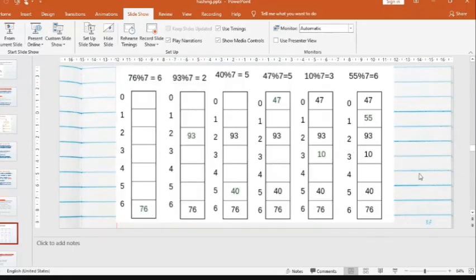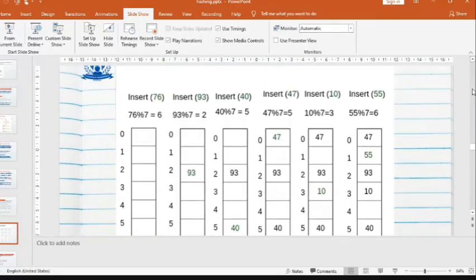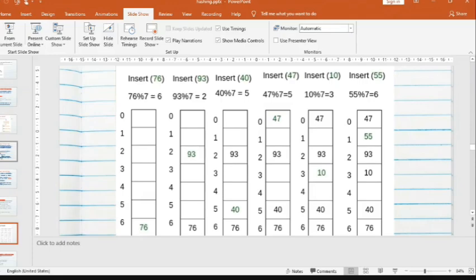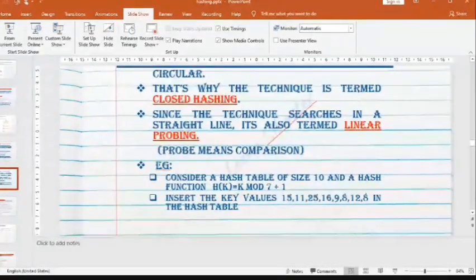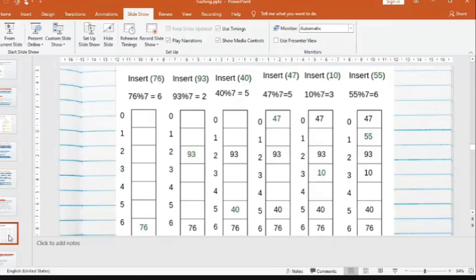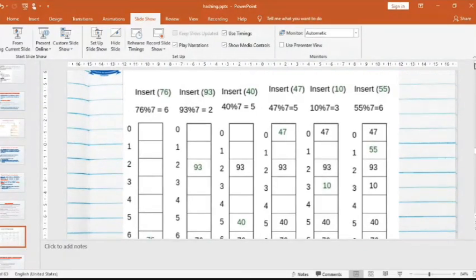We will discuss it. Okay, this is our number. What is our hash function? The hash function is defined as k mod 7 plus 1. Remember that our hash function is k mod 7 plus 1 if the index starts from 1, and it is equal to k mod 7 if the index starts at 0.